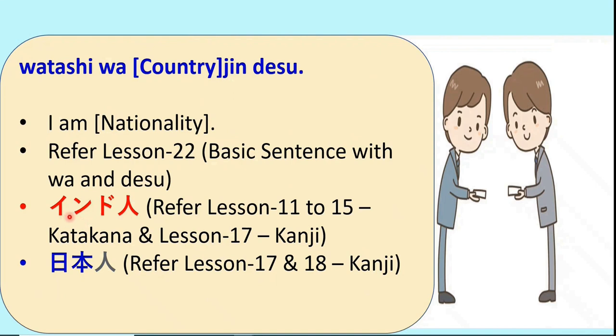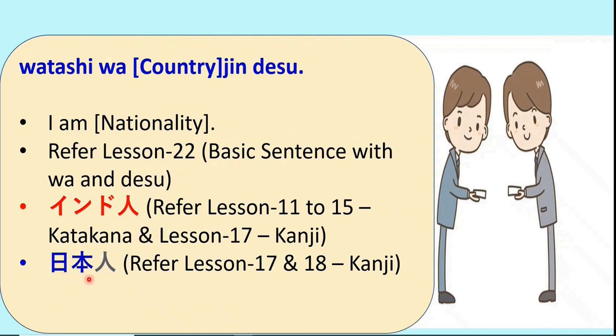Indojin, Indo is the word for India in Japanese, and since again it is a foreign word, it will be written in katakana. And Jin is the kanji for person, that is the person radical. So Indojin means Indian person or a citizen of India or an Indian. So you can refer again to lesson 11 to 15 of katakana and lesson 17 in kanji to know more about all this.